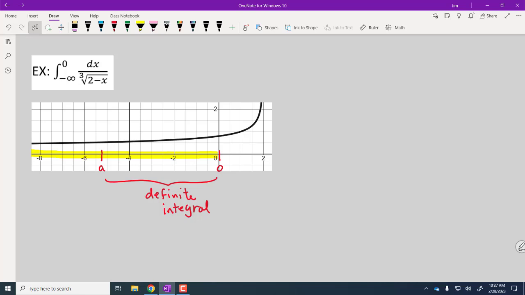So first step, we're going to turn this into the limit of a definite integral. So we're going to let A go to negative infinity, A to 0. And once again, we're just going to pop this up into the numerator. Whenever we have a power in the denominator, we pull it up top to integrate.